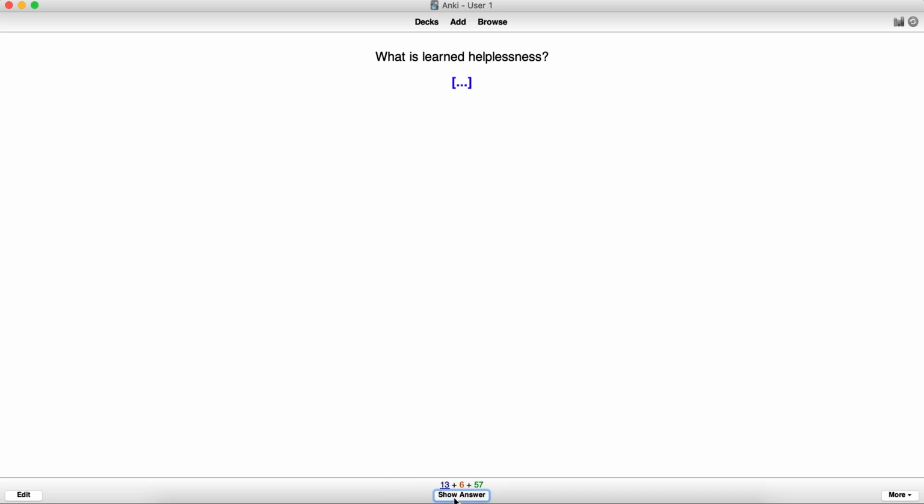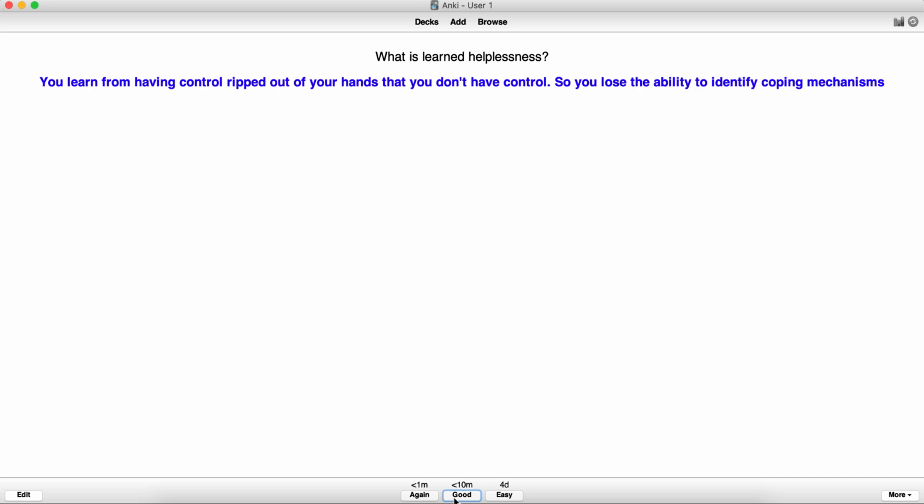Learned helplessness. You learn from having control ripped out of your hands that you don't have control. So you lose the ability to identify coping mechanisms.